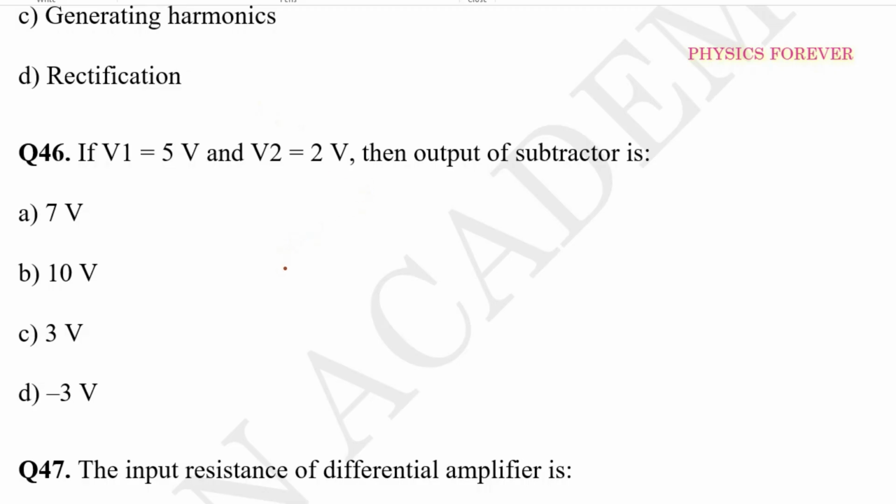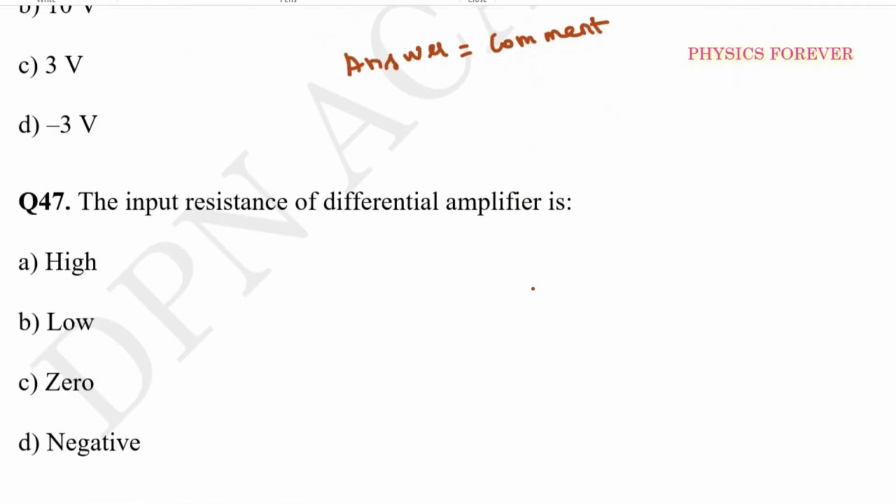So we know the output, V0 is equal to V1 minus V2. We just have to substitute V1 and V2, then put the answer and tell us in the comments what the answer is. Okay, so this is the second homework we have to give in today's class.